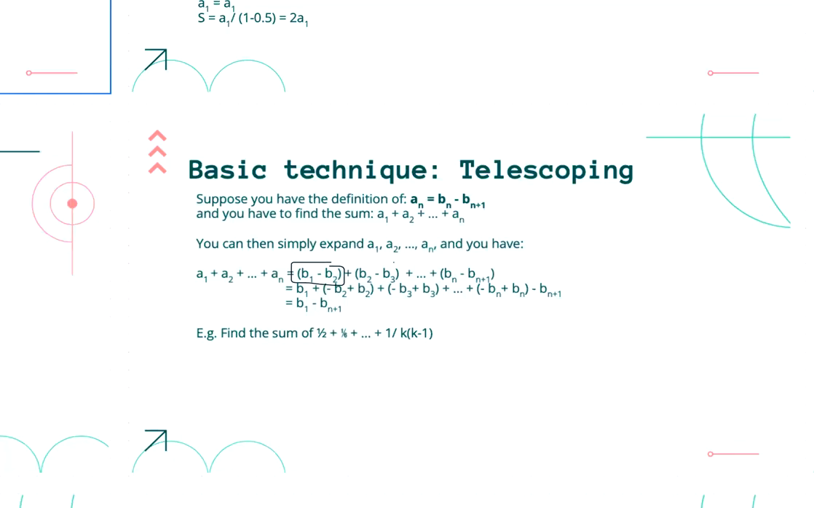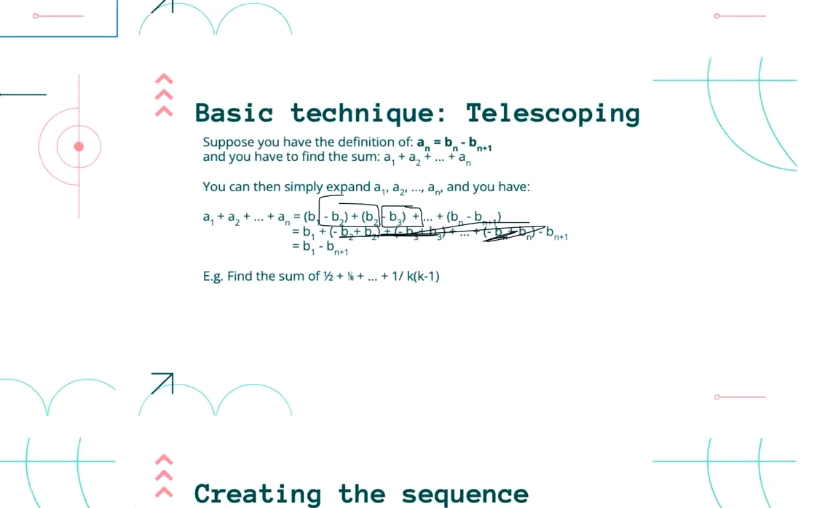And then you realize that a lot of the terms in the middle will literally just cancel out. So the minus b2 and the b2 here, they will cancel. And the minus b3 and the b3 that's coming after that will cancel. And all of these terms will just cancel out until you're left with the first term and then the last term. So that can be really, really helpful for solving a lot of things. So let's give that a try with this one.